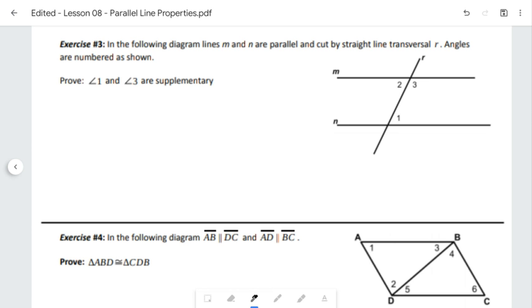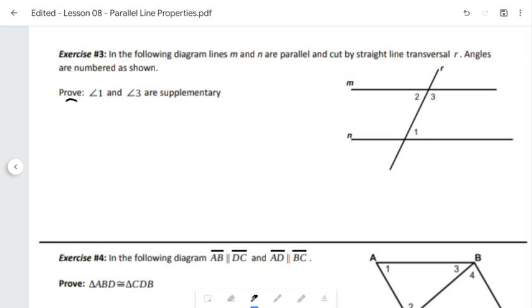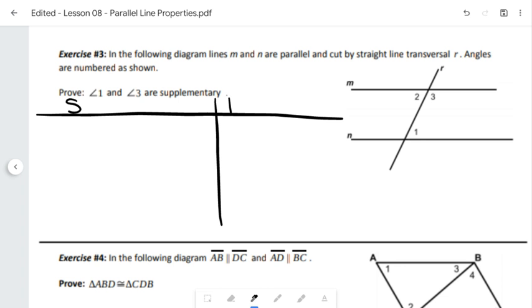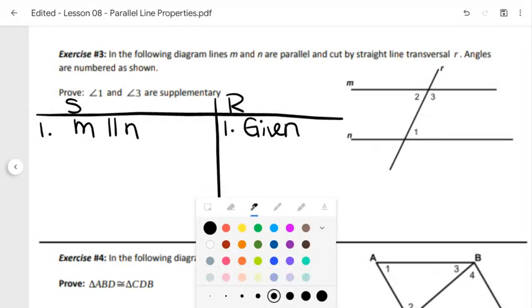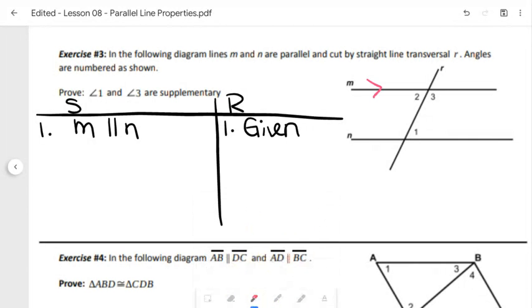Okay. So in this first one here, we're setting up our statement and reason. The only given we have is that M is parallel to N, and we're trying to prove that angles 1 and 3 are supplementary. So when you have parallel lines, we automatically have the arrow here. That arrow is the indicator of them being parallel, not congruent, just parallel.